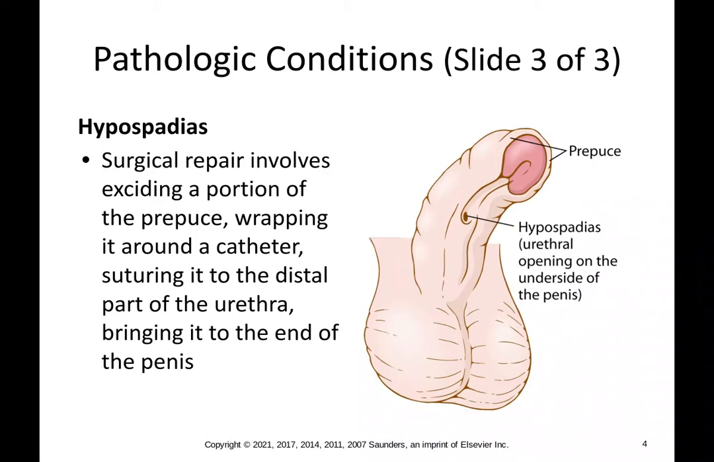Hypospadias is the surgical repair that involves excising a portion of the prepuce, wrapping it around a catheter, suturing it to the distal part of the urethra, and then bringing it to the end of the penis. Hypospadias: the urethral opening is now on the underside of the penis.